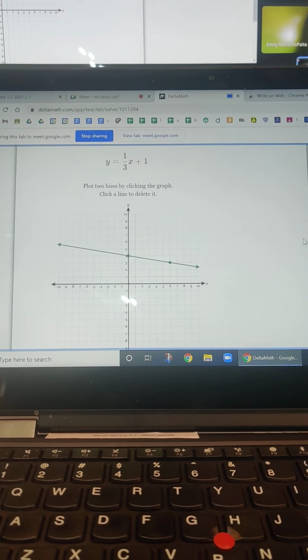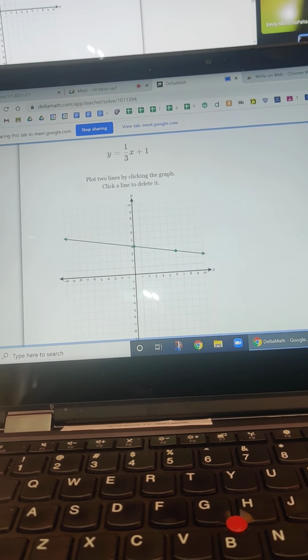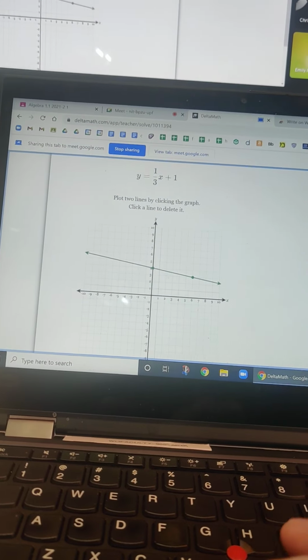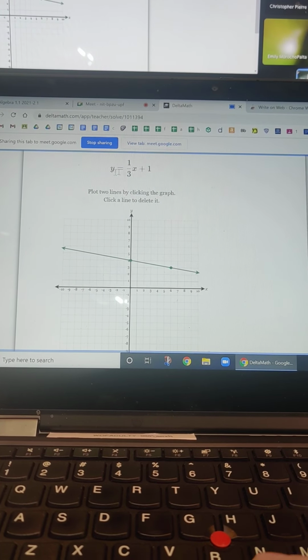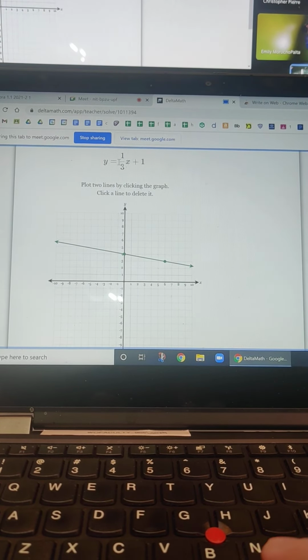That's my line. And that's what I mean about this actually being a pretty cool thing on Delta Math to do. All right, so that's one line done. Now the other line, I could still see it's right here. Right? I could roll up and see that, but this is the other line.